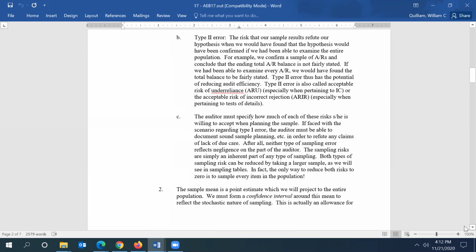For example, we confirm a sample of accounts receivable and conclude that the ending total accounts receivable balance is not fairly stated. However, had we been able to examine every account receivable, we would have found the total balance to be fairly stated. Type 2 error is also called the acceptable risk of under-reliance, especially when pertaining to internal control, or the acceptable risk of incorrect rejection, especially when pertaining to tests of details, but it's type 2 error, or sometimes in stats called beta error. Again, it's always with us unless we examine the entire population, because we always have this situation.